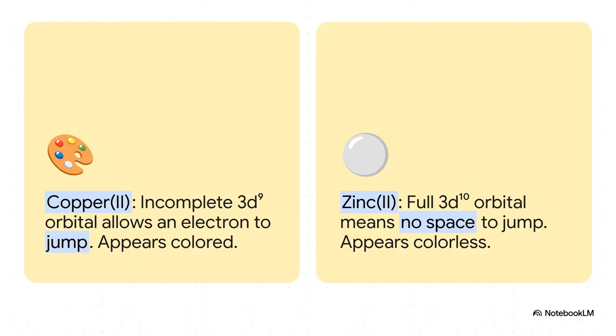And this brings us right back to our copper and zinc mystery. Copper has an incomplete d orbital. There's an empty spot on that top floor, an open invitation for an electron to jump up. But look at zinc. Its d orbital is completely full, no vacancies. If there's no room for an electron to jump, then no light gets absorbed, and the solution is colorless. It all comes back to that one simple rule from the beginning.